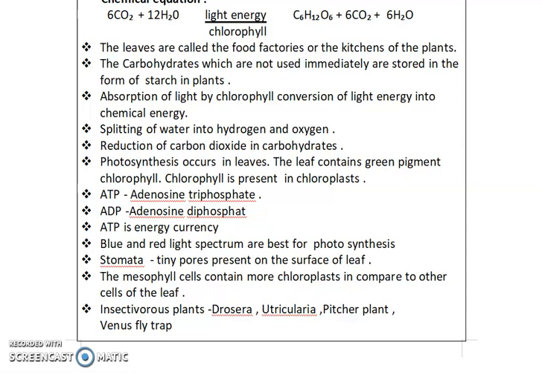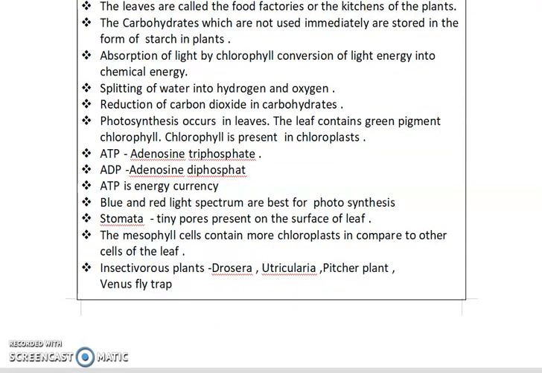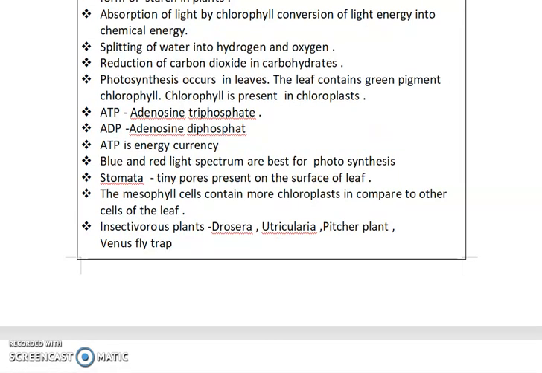And photosynthesis, if you see, takes place in the leaves. For that the chlorophyll is absorbing, and chlorophyll is present in the chloroplast. Then see ATP. ATP full form is adenosine triphosphate, ADP is adenosine diphosphate. ATP is the energy currency. These all are very important one word questions.